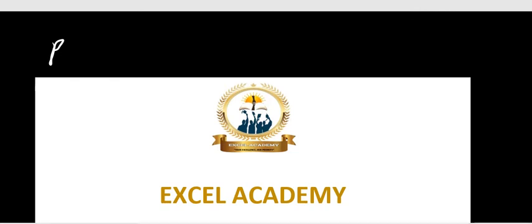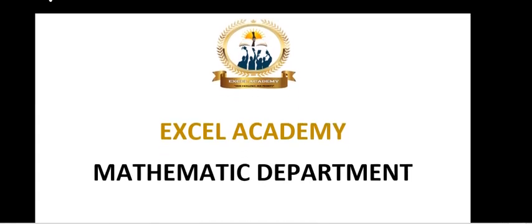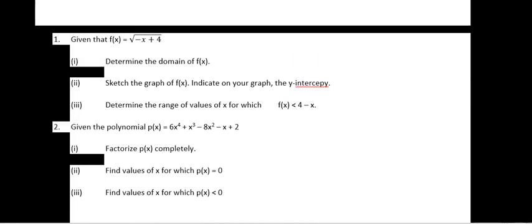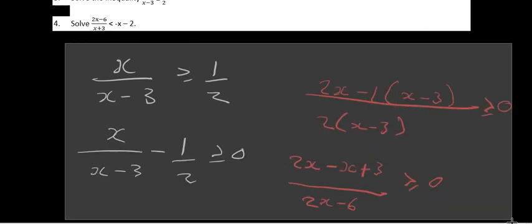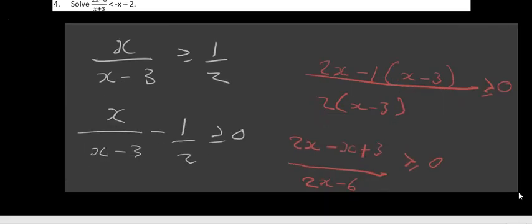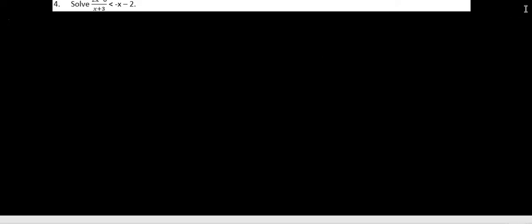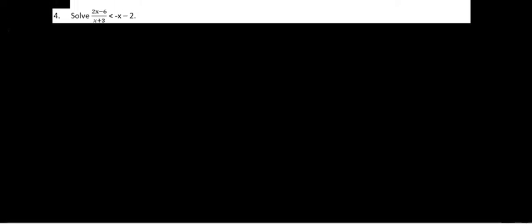Okay, so let me go and check out number 4. If you look at number 4, it's the same concept with what I've taught on number 3. So you just need to take this to the other side. Then you work them out and simplify. I'm not going to solve this question for you. Instead, I'll give you as an assignment.